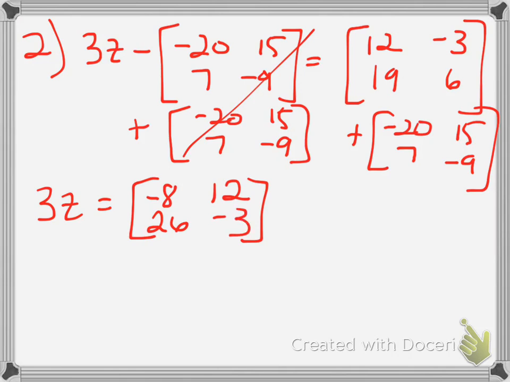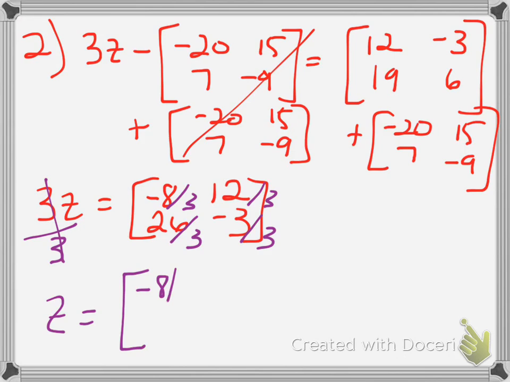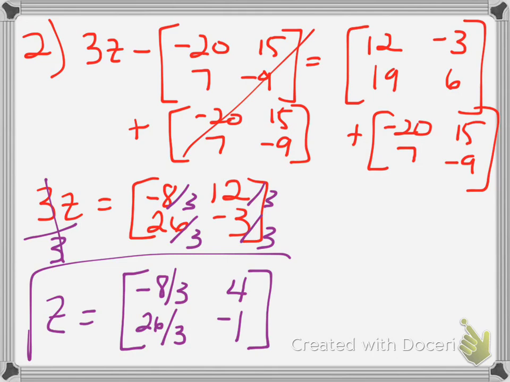So I'm good there. So now what I need to do is, again, to get that z alone, I do need to divide every single component by 3. So I get z equals negative 8/3. 12 divided by 3 is 4. 26 divided by 3 is 26/3. And negative 3 divided by 3 is negative 1. And that is what I get for z there.